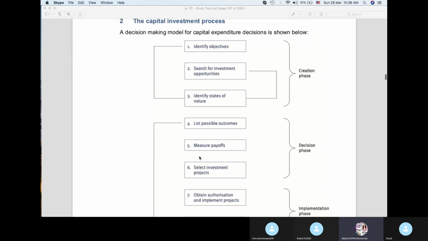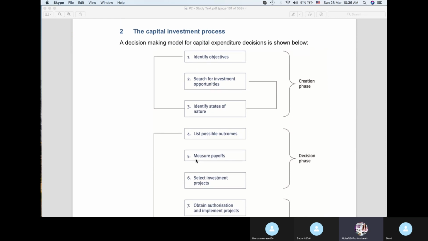What is the typical process of capital investment? The first step is that you would be identifying the objective and searching for opportunities. What could be the objective? The objective could be that the organization wants to grow, they want to expand their business. Like we do have an example of Engro in Pakistan.